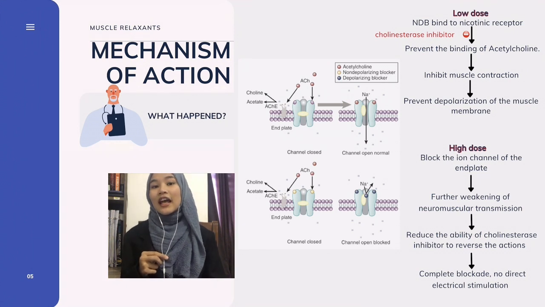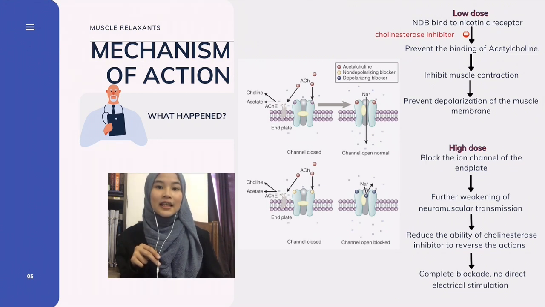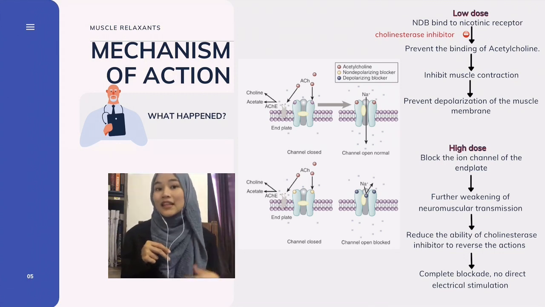In normal condition, acetylcholine will bind to the nicotinic receptor, thus will open the sodium ion channel. There's an influx of sodium ion into the neuromuscular junction. But as the patient is given non-depolarizing neuromuscular blockers or NDB, NDB will bind to the nicotinic receptor, thus preventing acetylcholine from binding to the receptor. It will prevent the depolarization of muscle membrane, thus inhibit muscle contraction. As NDB is a competitive antagonist, the process is reversible.